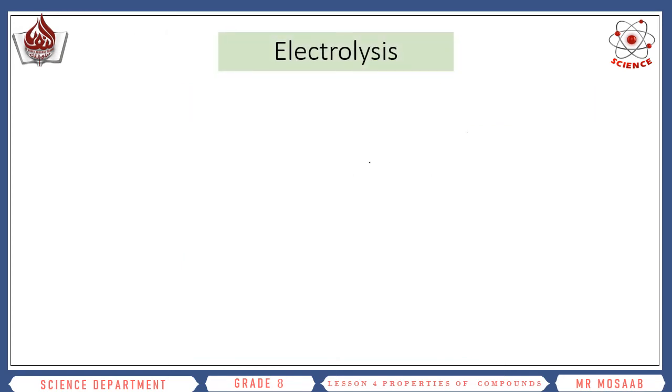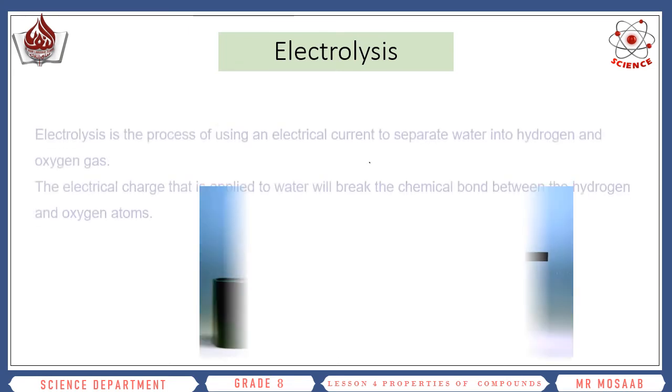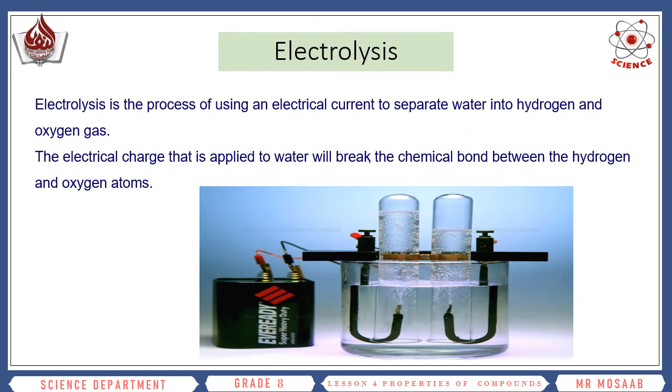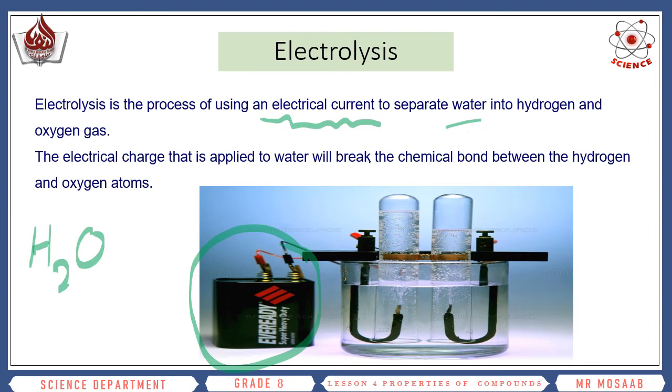Now what about electrolysis? What is the meaning of electrolysis? Electrolysis is the process of using an electrical current to separate water into hydrogen and oxygen gas. So at the beginning, we have H2O. By using electricity, we're going to separate it into its element components, which are hydrogen and oxygen.